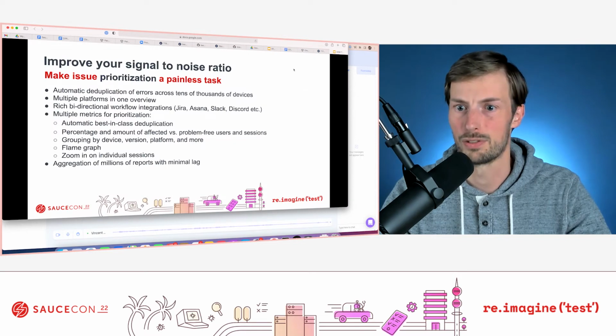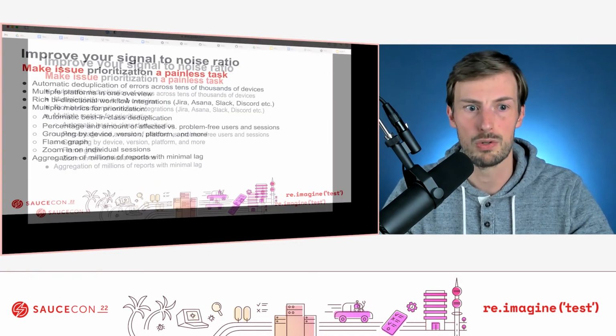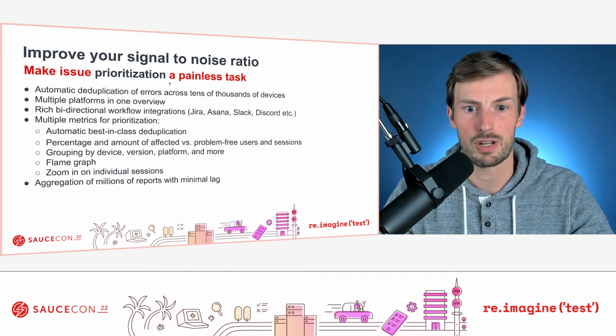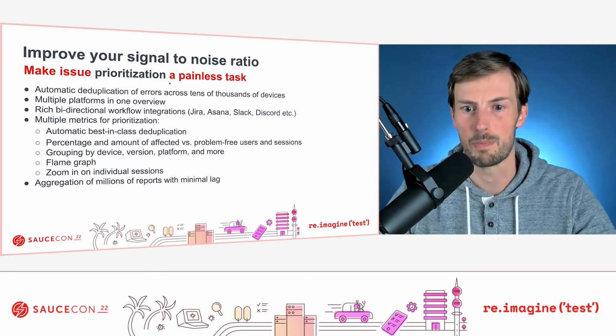So next, we were ahead of our skis before. We're going to talk about improving your signal to noise ratio, so making prioritization a painless task.